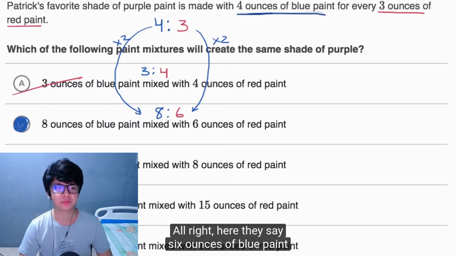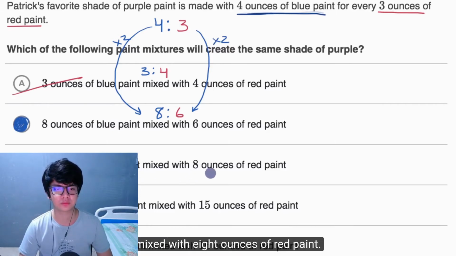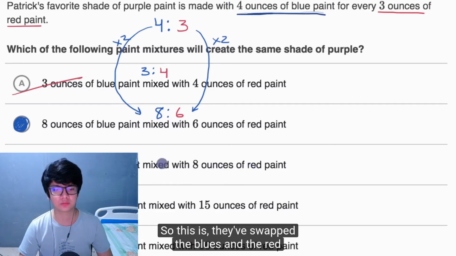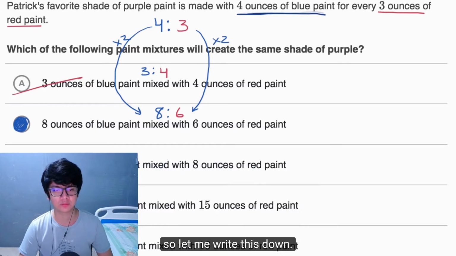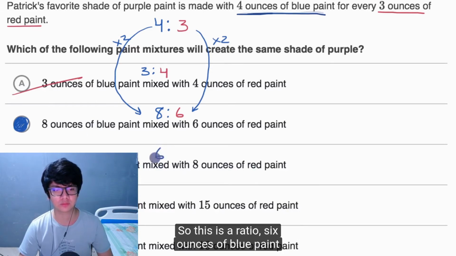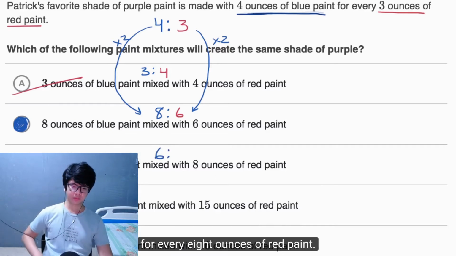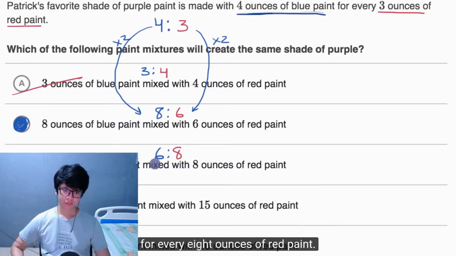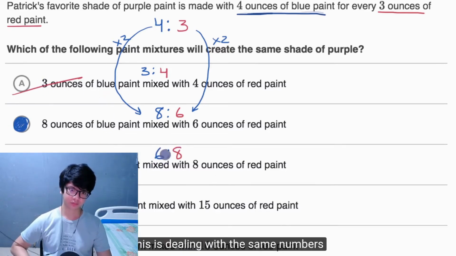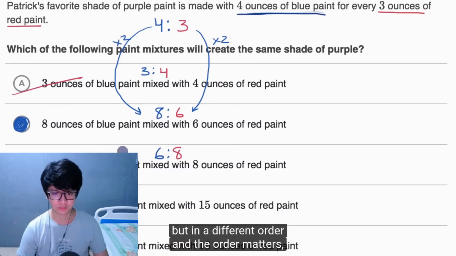All right, here they say 6 ounces of blue paint mixed with 8 ounces of red paint. So this is, once they've swapped the blue and the red relative to this one, a ratio of 6 to 8. Let me write this down: 6 ounces of blue paint for every 8 ounces of red paint. So just like we ruled out that first one, this is dealing with the same numbers but in a different order, and the order matters.